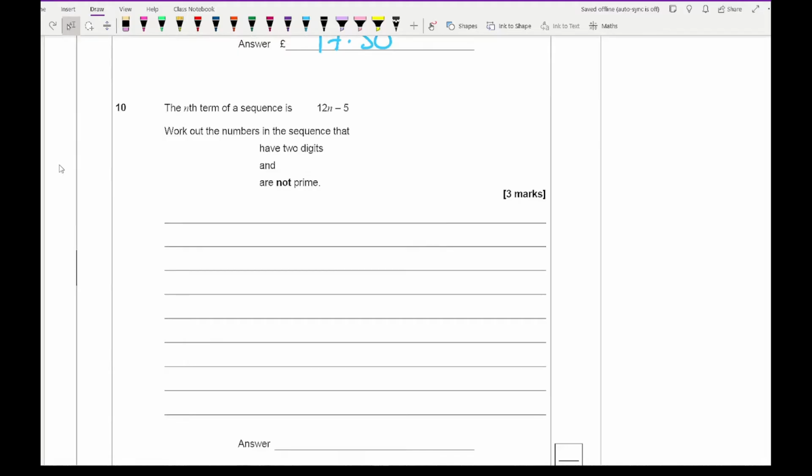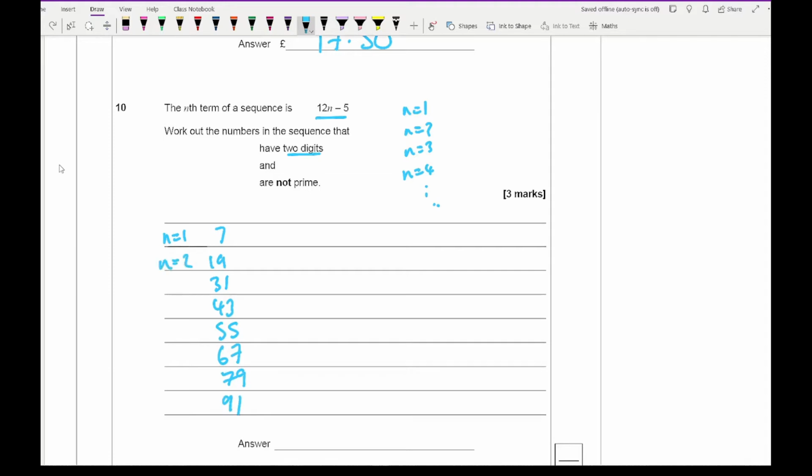Then with question 10, it says that the nth term of a sequence is 12n minus 5. Work out the numbers in the sequence that have 2 digits and are not prime. So what I need to do is work out when n equals 1, n equals 2, n equals 3, n equals 4, all the way until I stop getting a 2-digit number. So when n equals 1, it's going to equal 7. Then the next number is 19, then 31, then 43, then 55, then 67, then 79, and then 91. And after that, they're all 3-digit numbers.